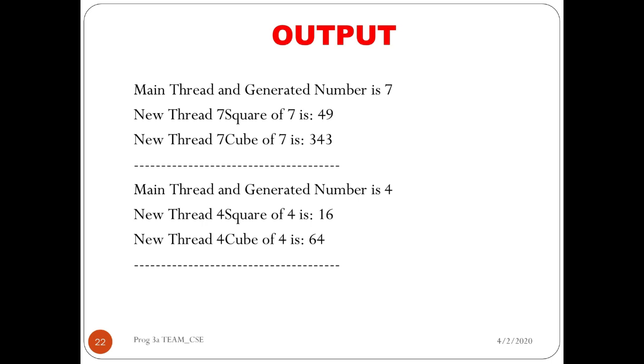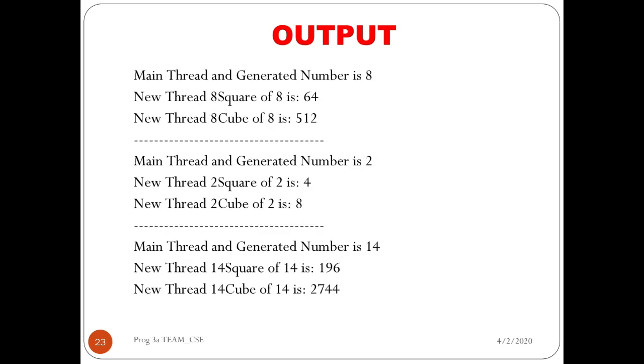One more output you can observe here. The main thread generated number is 4. The random number is 4. The new thread: 4, square of 4 is 16, and new thread: 4, cube of 4 is 64. This is the output generated. Because we are using the for loop 5 times, it repeats the output 5 times.